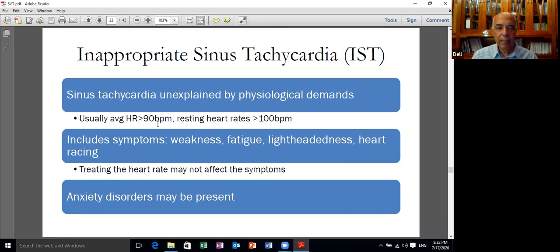Sometimes the heart rate at rest is very well acceptable, but just moving a little distance will accelerate the heart rate very much. Under these circumstances, if you interrogate the patient more closely, you will find that he has a lot of other symptoms, including undue fatigue, weakness, lightheadedness, or heart racing. Other anxiety manifestations might be present. So even if you treat the inappropriate sinus tachycardia, the other manifestations might not disappear. So you need to treat both at the same time.